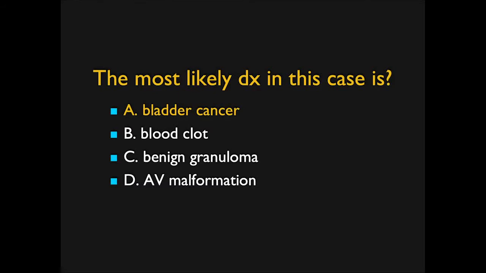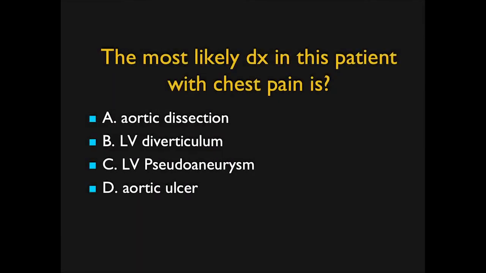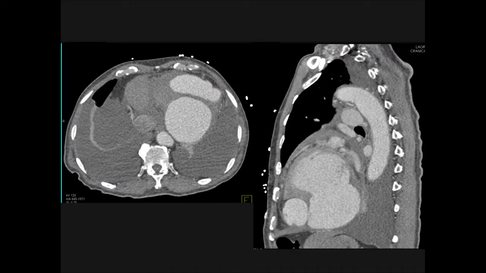This patient had chest pain. What's going on? When you look at the axials, this left ventricle looks really weird. It looks saccular. And then if you look at the sagittal, you realize you're looking at a giant outpouching off the left ventricle. It's not a dissection, and it's not a simple diverticulum, and it's not an ulcer.